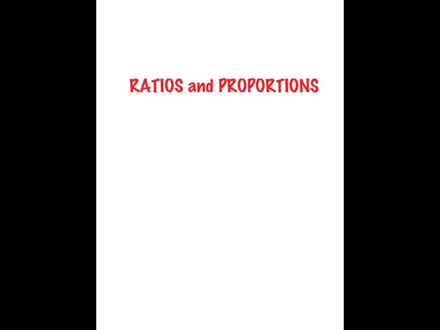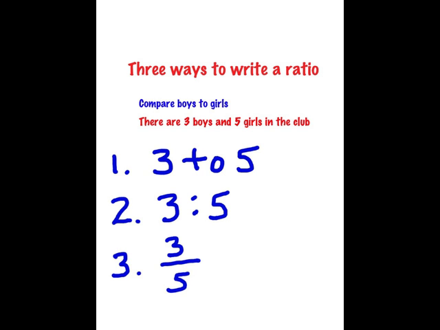Let's look at our notes, 3.5, ratios and proportions. There are three ways we can write a ratio. Let's compare boys to girls in a club. There are 3 boys in the club and 5 girls in the club. I can write a ratio 3 ways. I can write, first of all, 3, the word to, and 5. So 3 to 5. Second way I can write it is with a colon. I can write 3 colon 5. And the third way I can write it is like a fraction, 3 over 5.